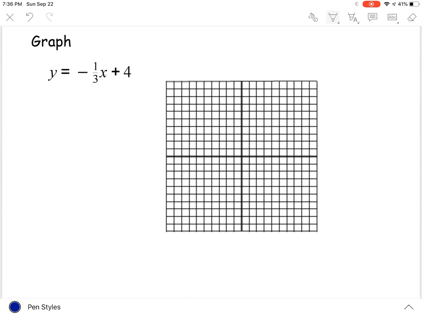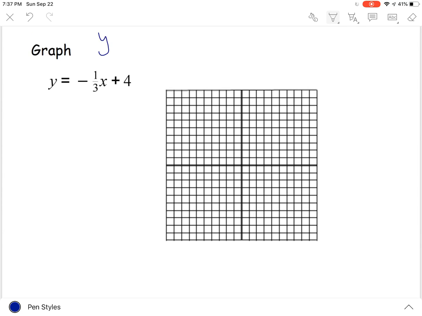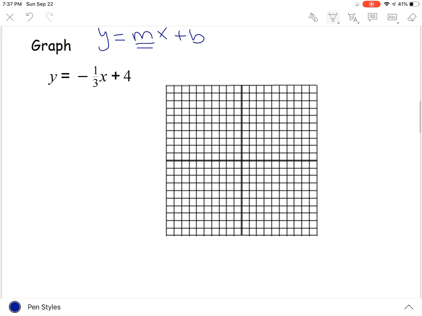So we are going to start by graphing. So we have y equals negative 1/3 x plus 4. Notice that this is in our slope-intercept form, y equals mx plus b. So we're going to graph this based on the fact that our m value is our slope and our b value is our y-intercept. All right?